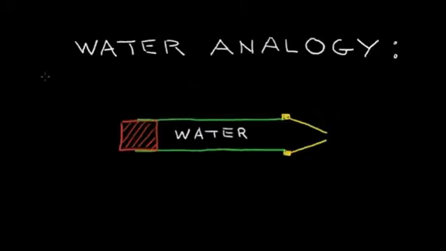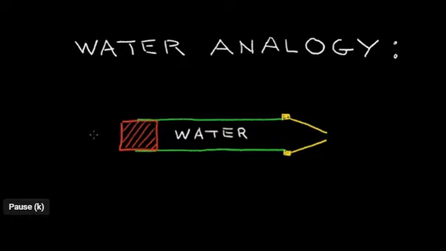In this video, I want to present the concept of voltage, and to do this I'm going to use an analogy with water. Let's take a garden hose that's shown in green, and at the end of the garden hose let's add a nozzle that restricts the flow of water. At the left end of the garden hose let's have a piston.